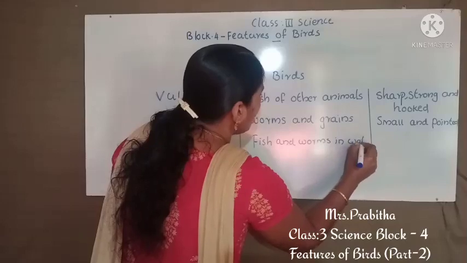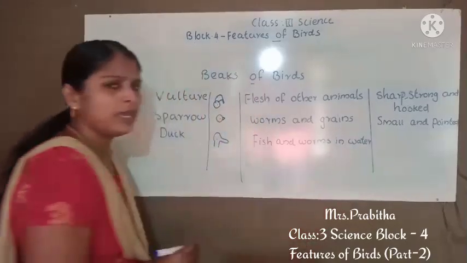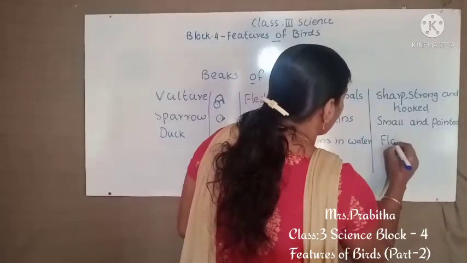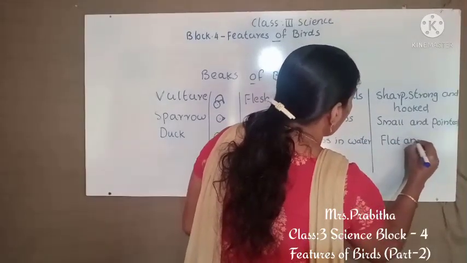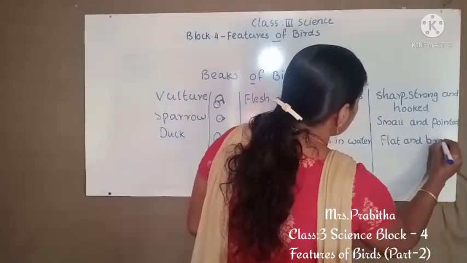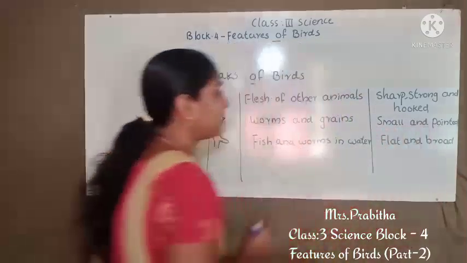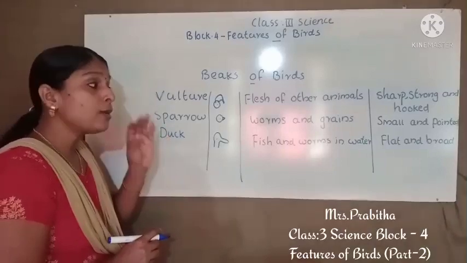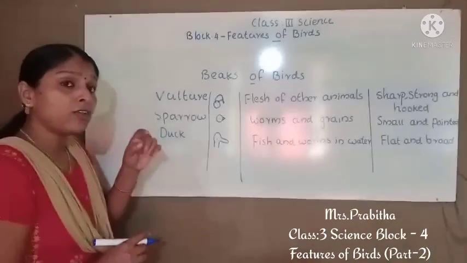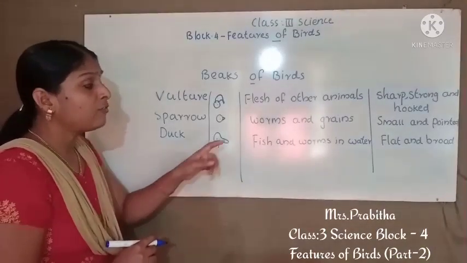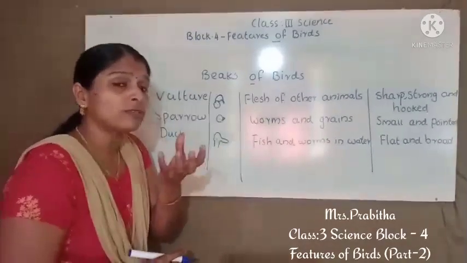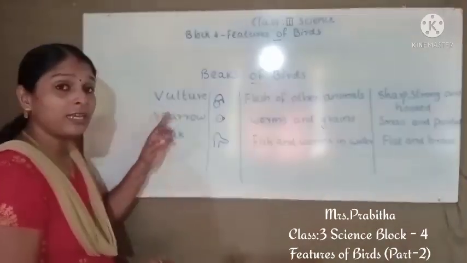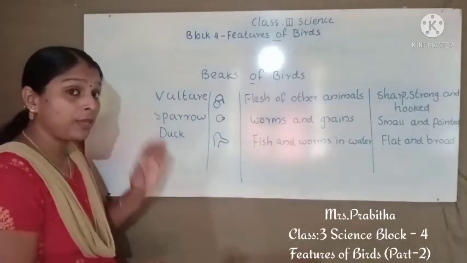How does its beak look? Flat and broad beak. So we studied three types of birds' beaks now. Duck has a flat and broad beak. This kind of beak helps them to eat fish and worms in water. So now we studied three types of birds and their beaks.